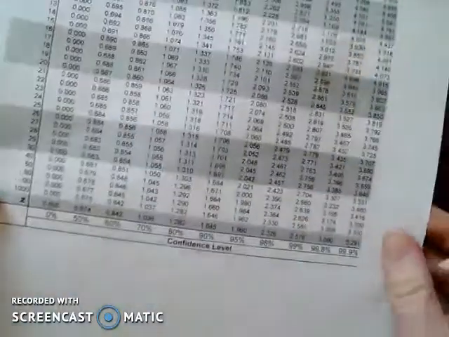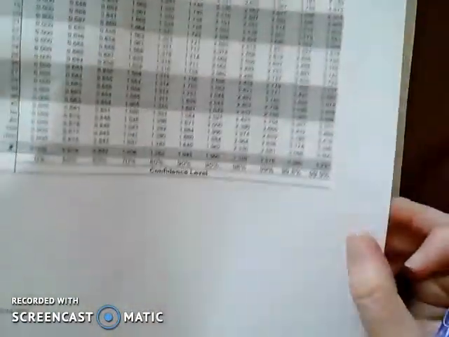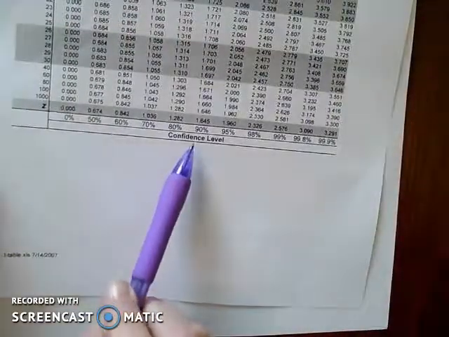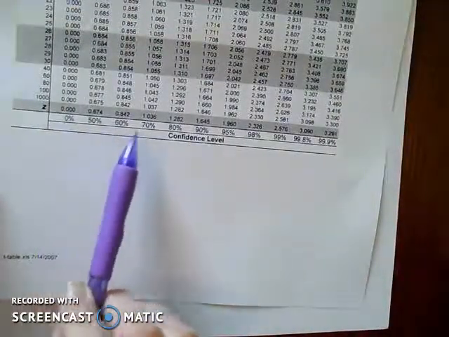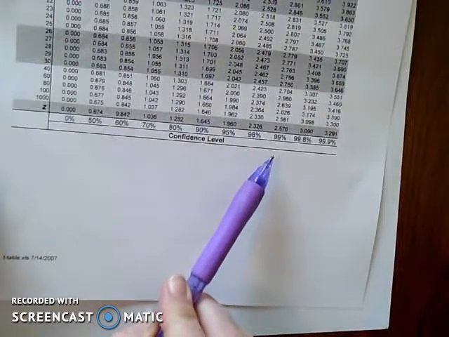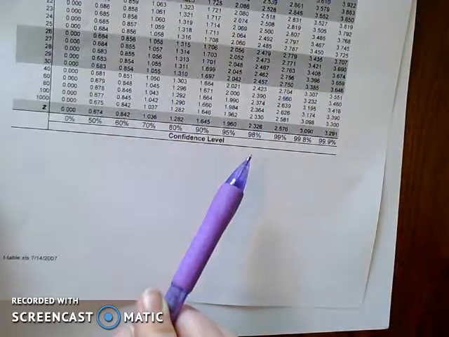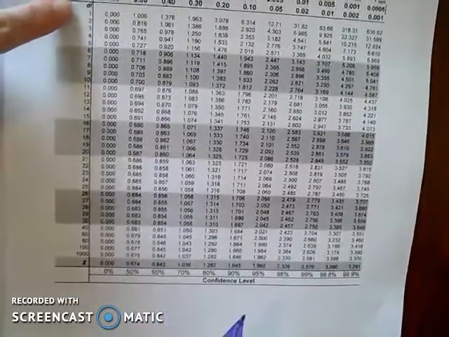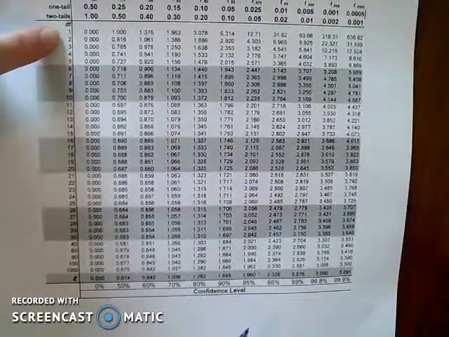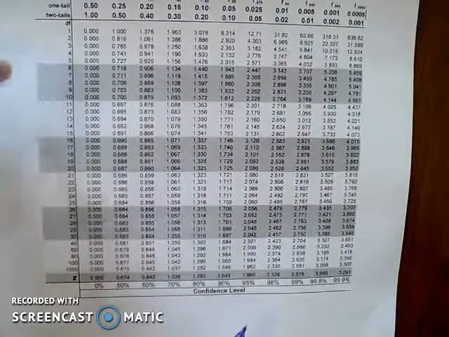So here's how you're going to use this lovely chart. Look at the very bottom. Confidence level, percents. You don't have to draw a picture. You don't have to cut things in half. You don't have to do any of that. You literally just look along the bottom. And then along the side, it says DF. That's your degrees of freedom. So this chart is way easier to use.